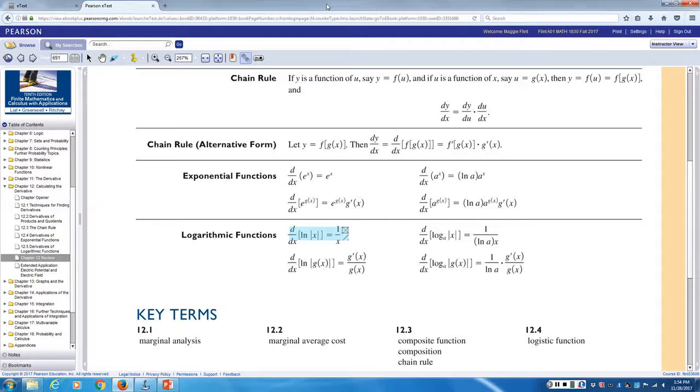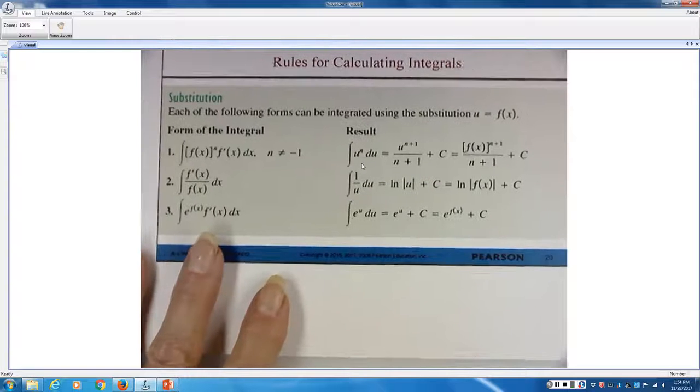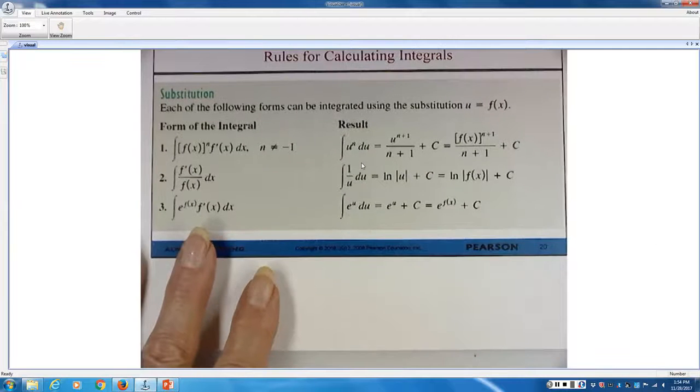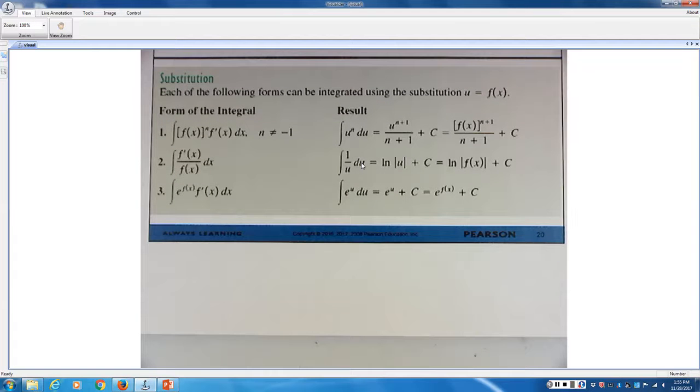So with that one done, we have some rules for calculating integrals. And you'll be allowed to have these rules on the test. You'll also have the rules for derivatives in case you forget one. So this is the summary of your rules.